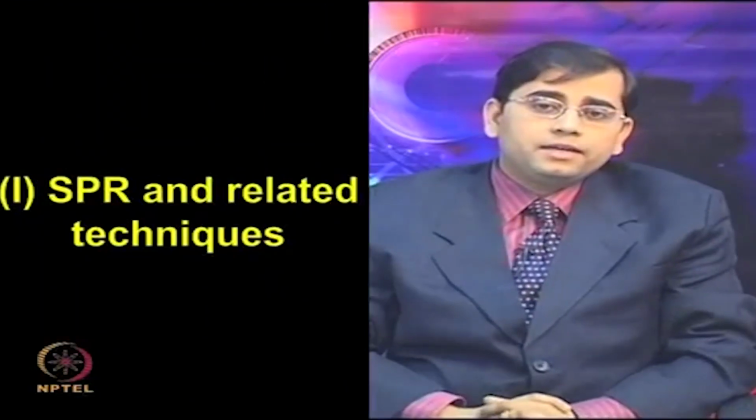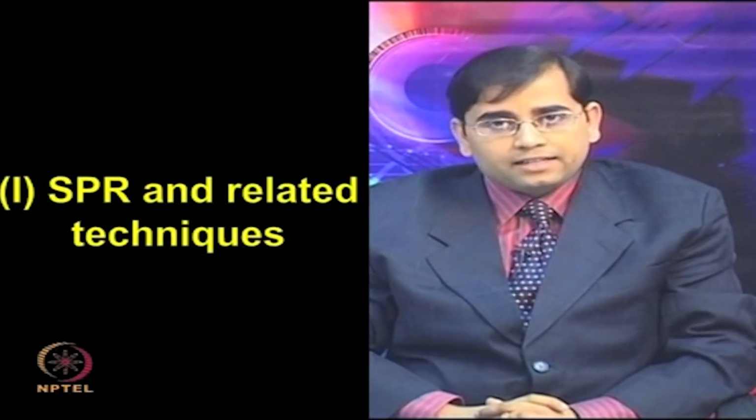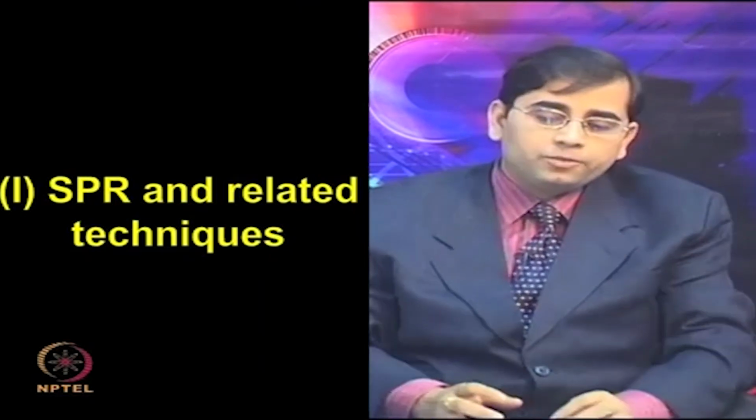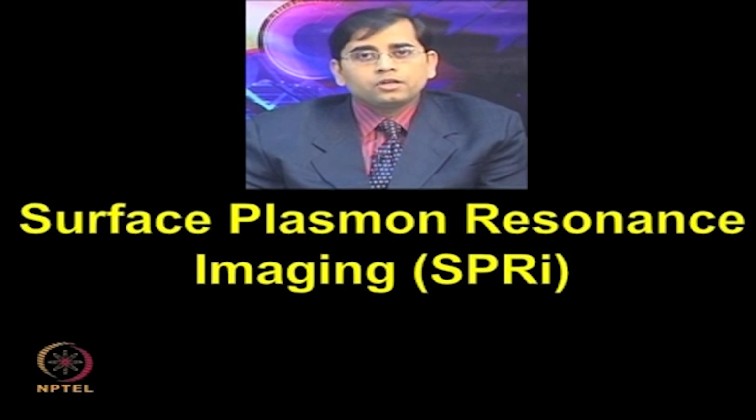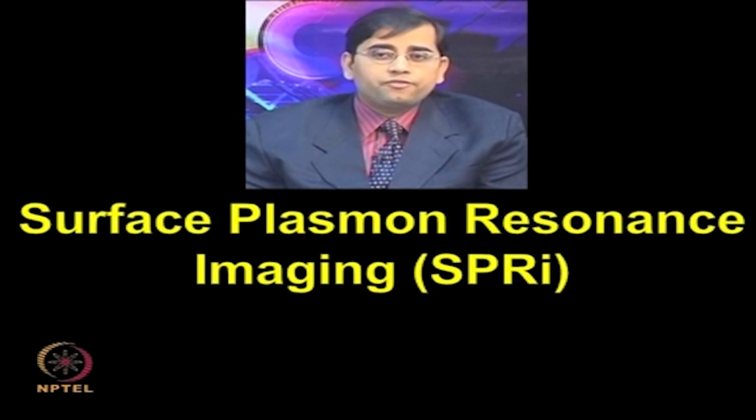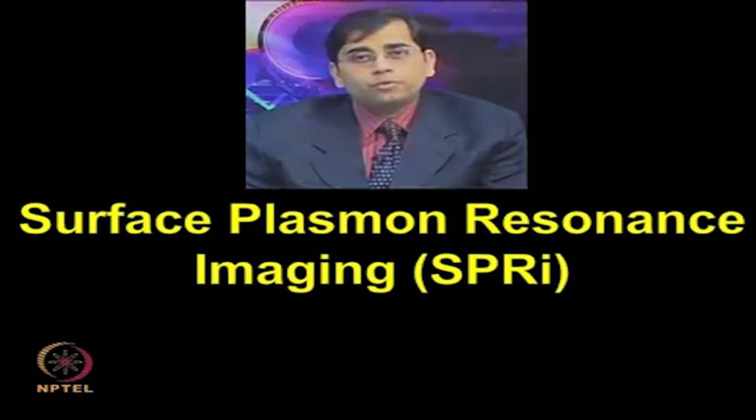So, let us first start with the SPR and related techniques. We have discussed surface plasmon resonance. Now, today we will talk about surface plasmon resonance imaging or SPRi. So, in SPRi, the entire biochip surface is illuminated at a time with a broad beam of monochromatic polarized light, and the reflected light is captured from each spot by a CCD camera simultaneously. This CCD camera continuously monitors the changes which are occurring on the surface and provides the real time kinetic data in high throughput manner.